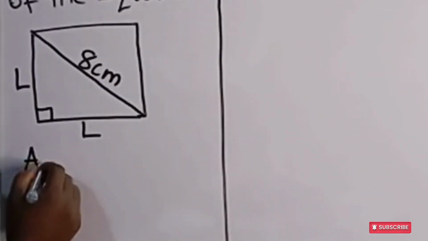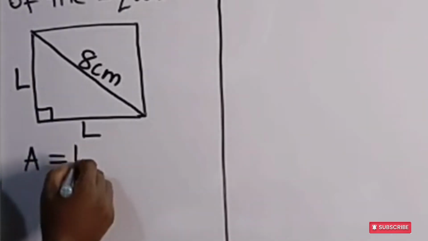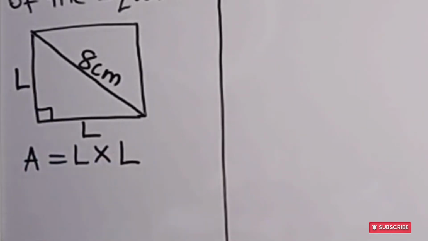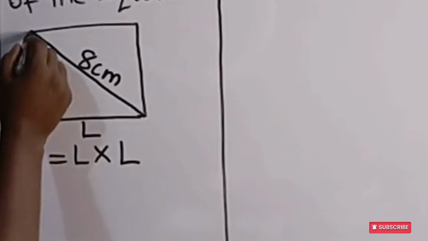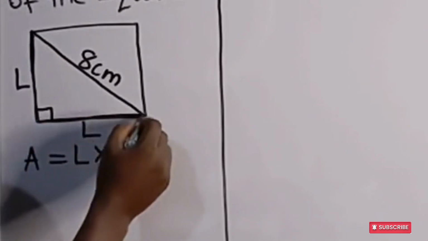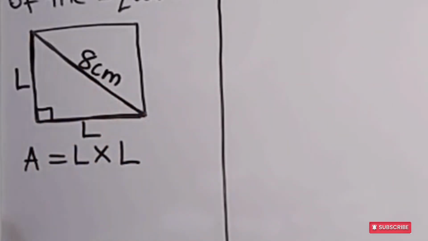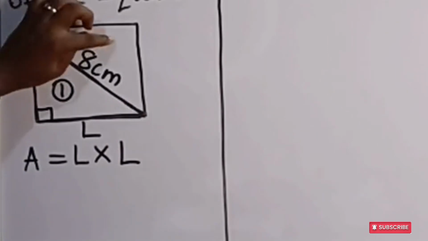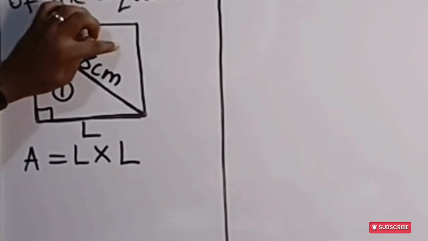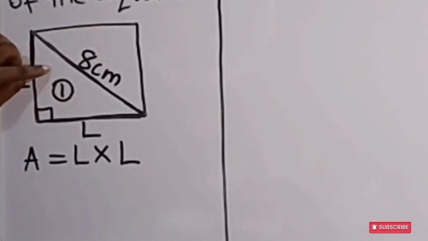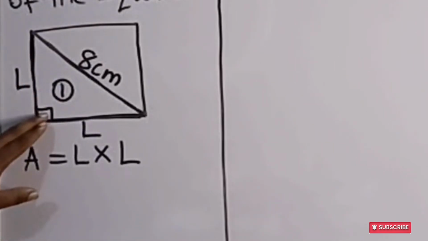Area of a square is equal to length multiplied by length. But we don't know what the lengths are. So how do we find out what the lengths are? Let's consider this triangle here. Let's call it triangle 1. There are two triangles here, triangle 1 and triangle 2. If we observe triangle 1, we are going to see that triangle 1 is a right angle triangle because this angle here is 90 degrees.